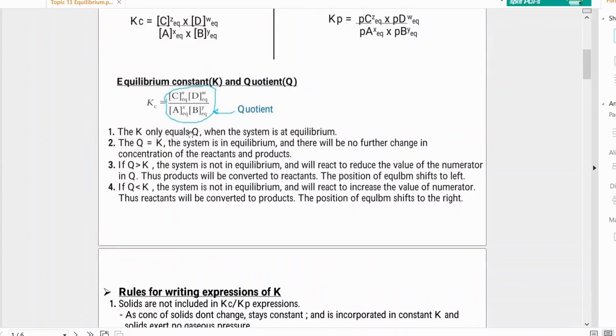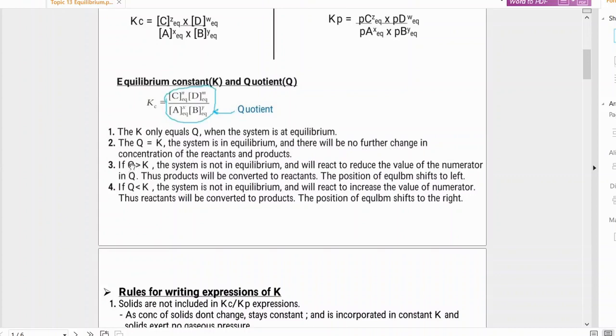The K only equals the quotient Q when the system is at equilibrium. So K equals Q. This is only true at the state of equilibrium. If the quotient equals K, what can we denote? That the system is in equilibrium and there will be no further change in the concentration of the reactants and products.